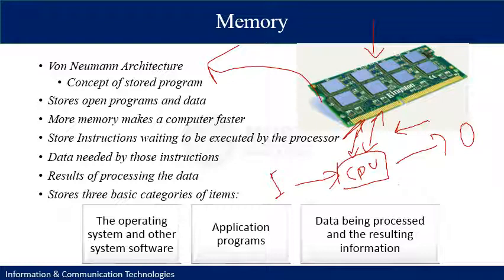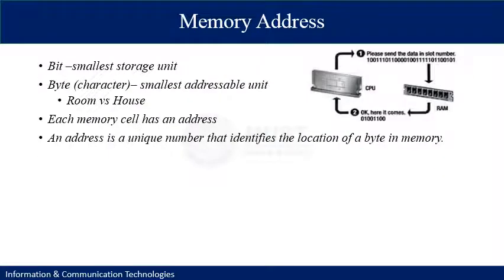So the memory usually contains three basic categories of items. It can hold the operating system and other system software, it can hold the application program, and it will hold the data that is associated with the program or process with the resulting information. So whenever you access the memory, you are referring to the location in the memory unit.